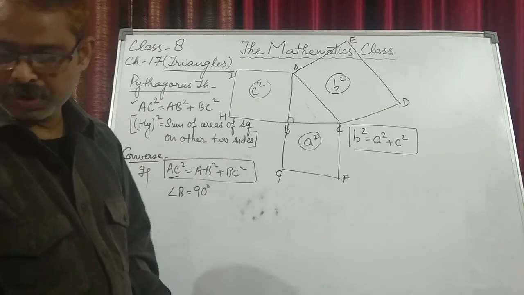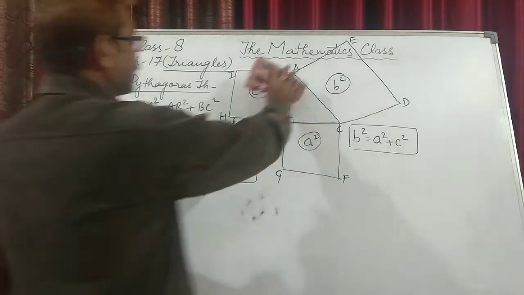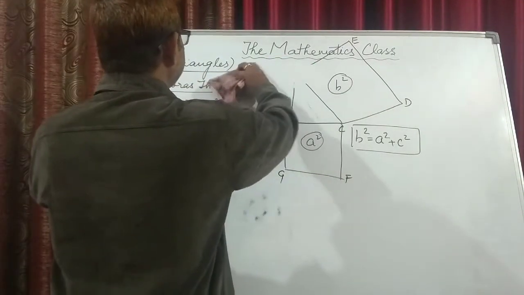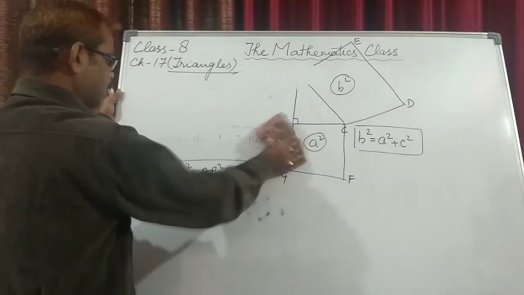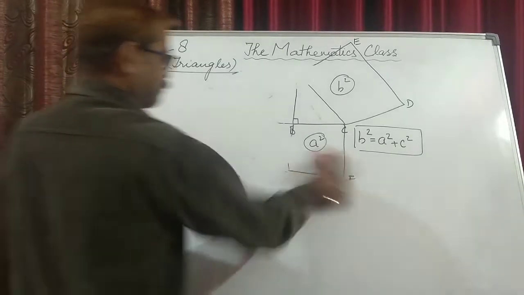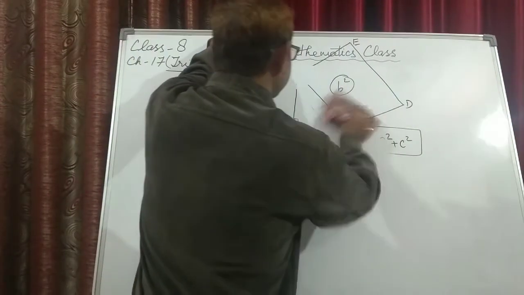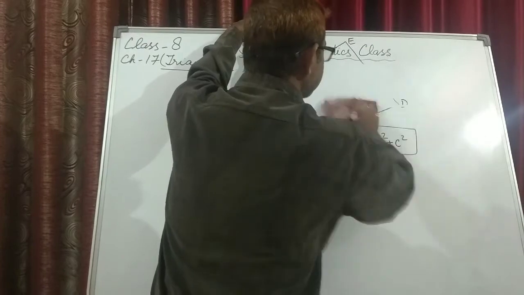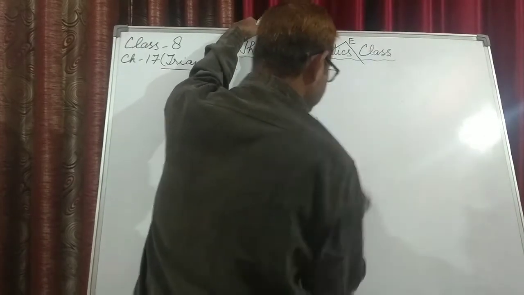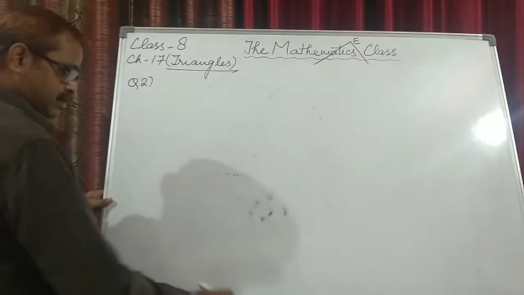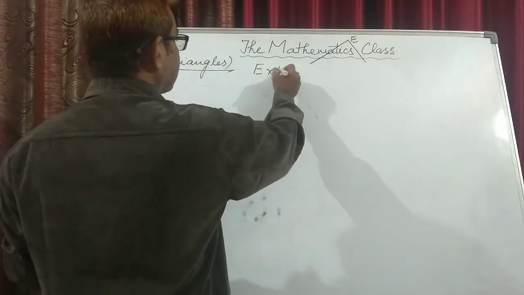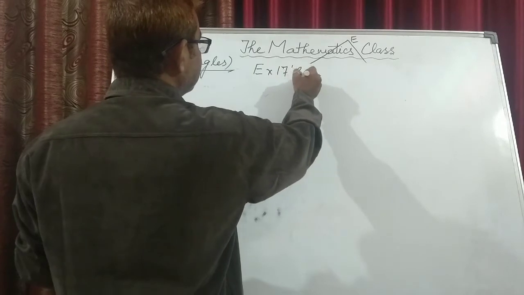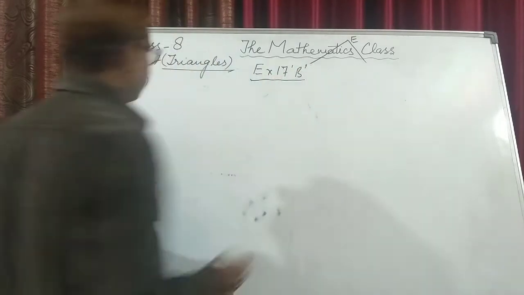Now we move on to the questions from exercise 17B. Let's see what is there in 17B. We are doing questions in the multiples of 2. So my first question will be question number 2. Let's see what is there in question number 2. We are doing exercise 17B, question number 2.